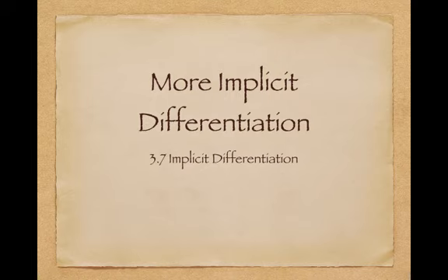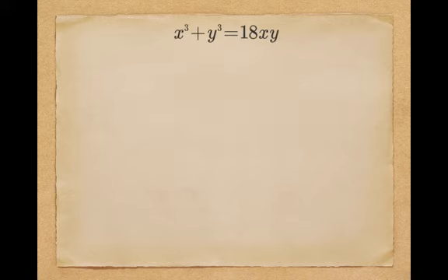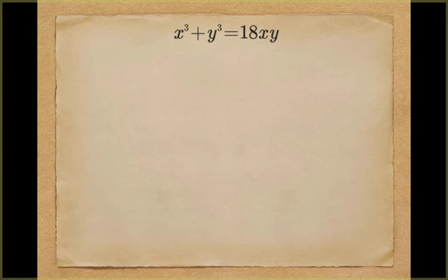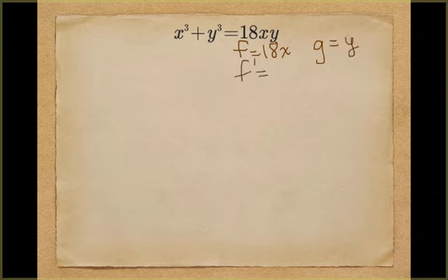Implicit differentiation, and let's try a few more examples. For this one I have x cubed plus y cubed equals 18xy. Of course, the first thing we have to do is use our product rule on the 18xy. So f is 18x and g equals y. So f prime is 18 and g prime is 1 times dy/dx, or just dy/dx.